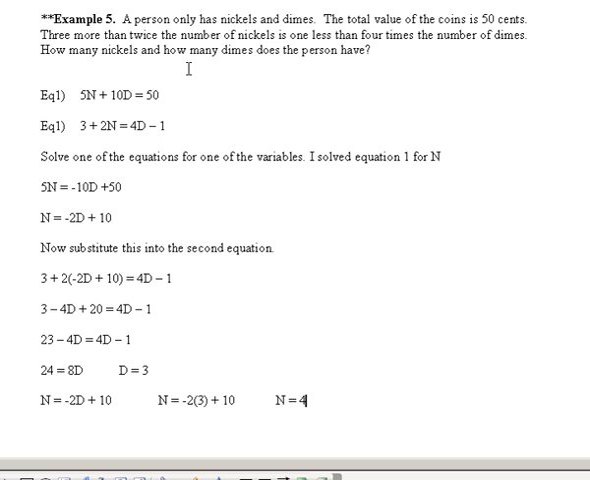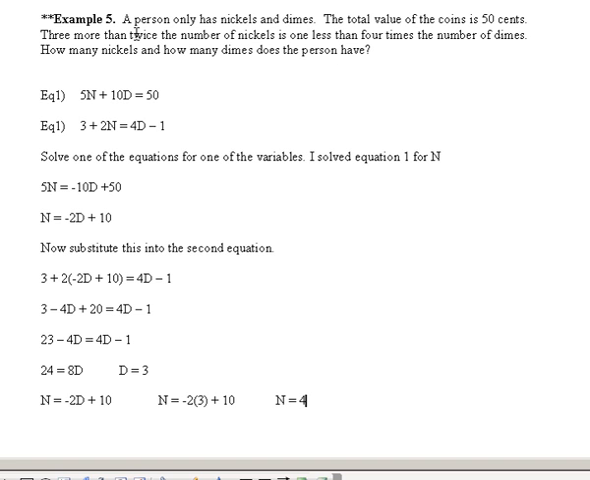Well, this problem says a person only has nickels and dimes and the total value of the coins is 50 cents. And now it also says that 3 more than twice the number of nickels is 1 less than 4 times the number of dimes. And it says how many nickels and how many dimes does the person have.